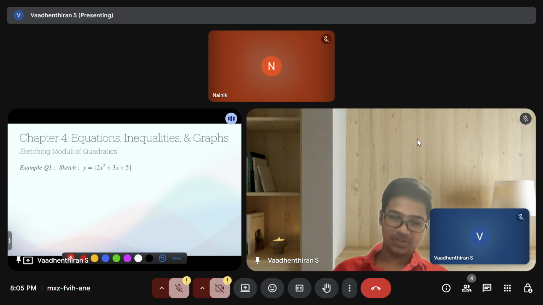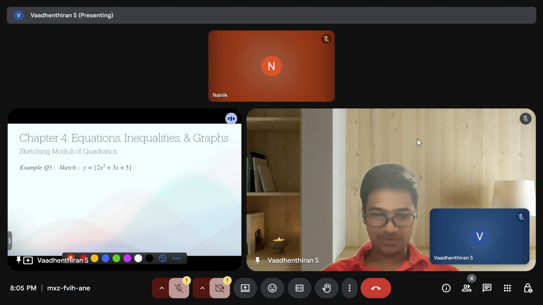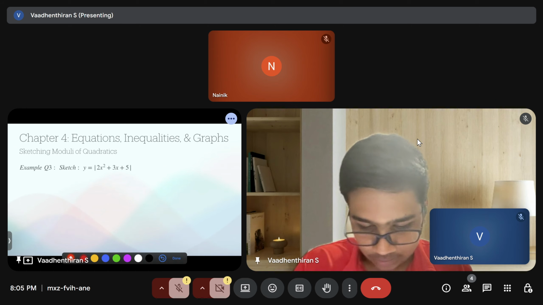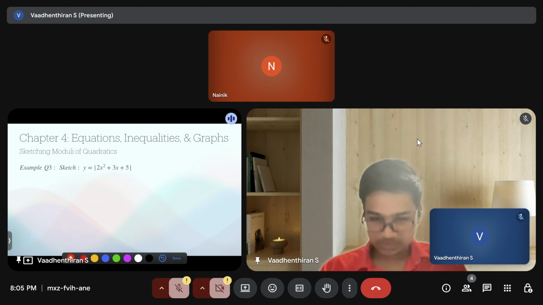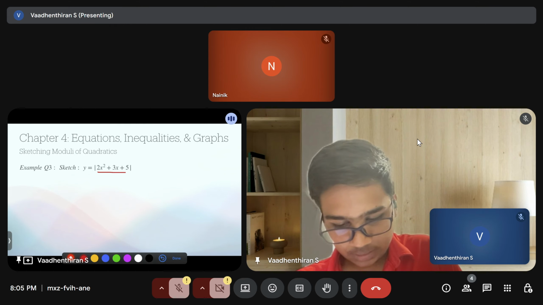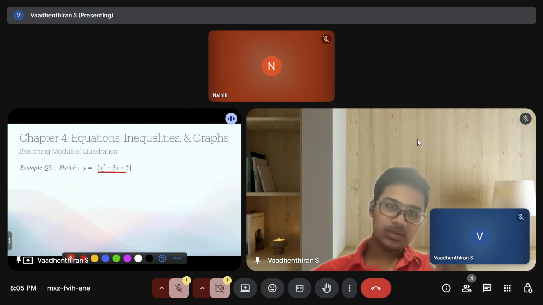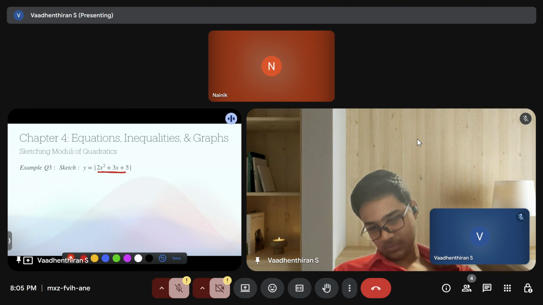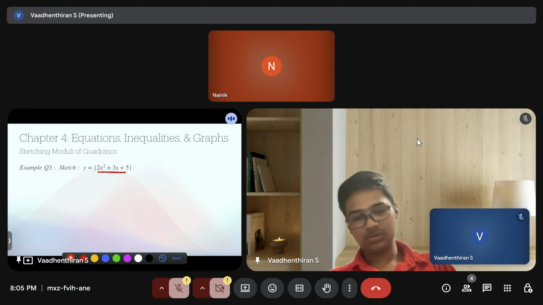Okay. Now sketching of more quadratics. So you need to sketch graphs of quadratics and its moduli. So you can see a modulus graph here: 2x squared plus 3x plus 5. Have you learned this yourself? I'll just try the question. Yeah, maybe you can just try first before we move to the solution.